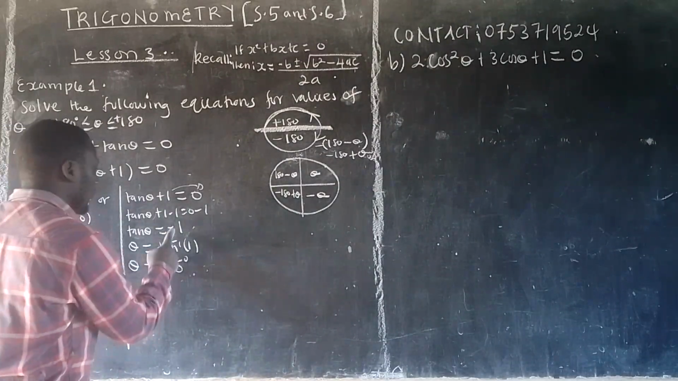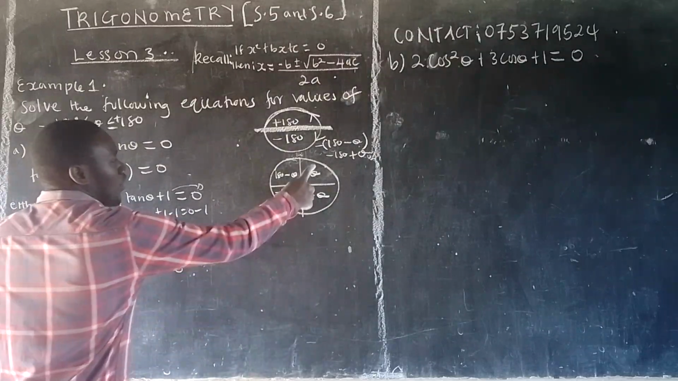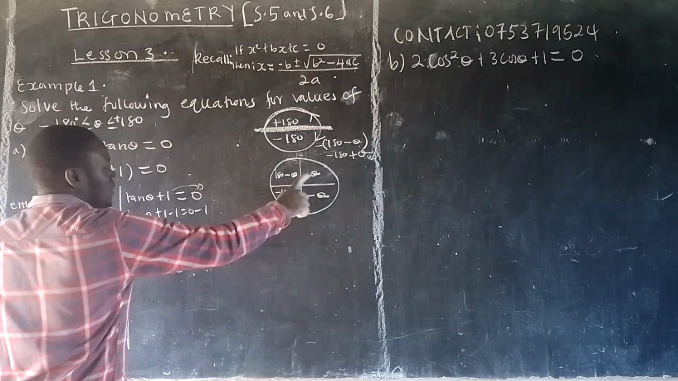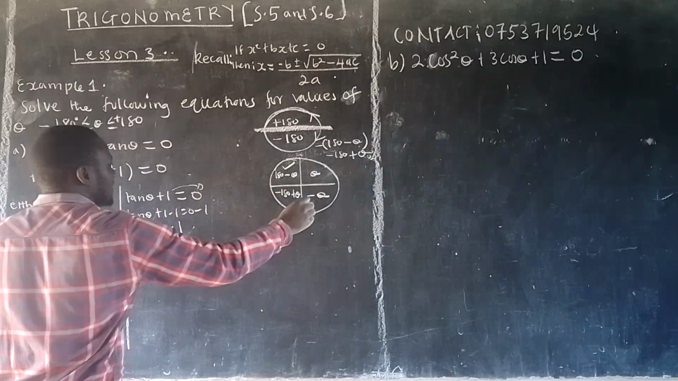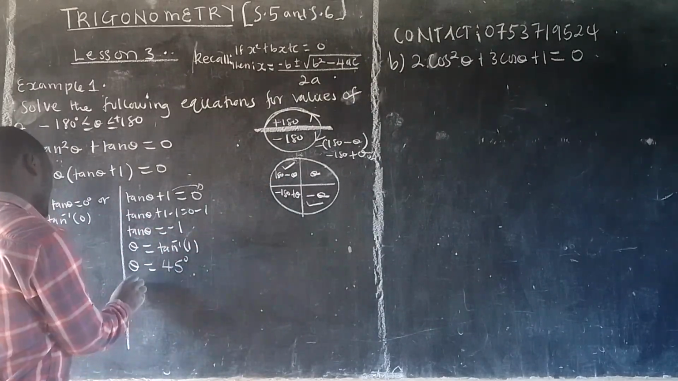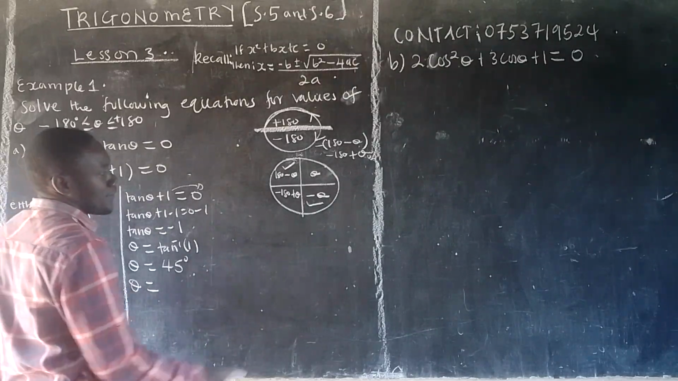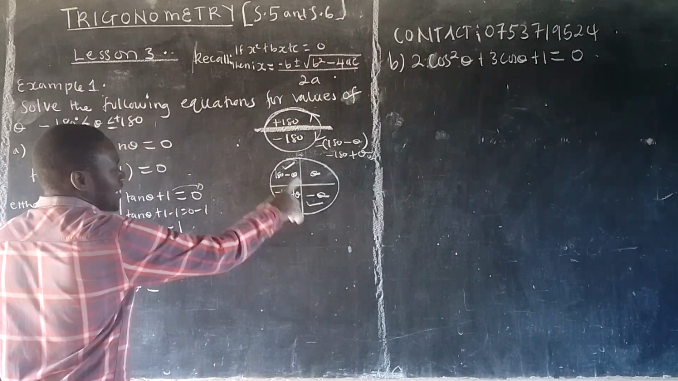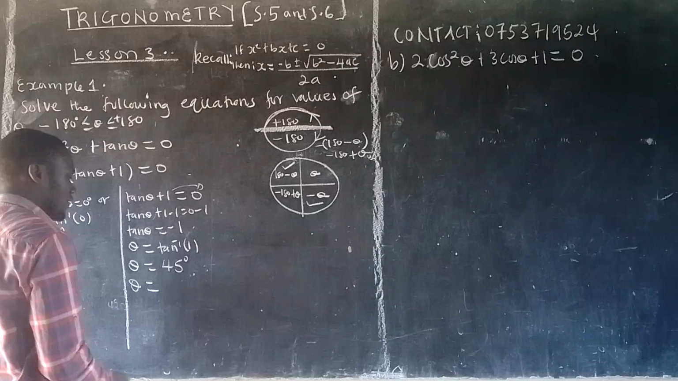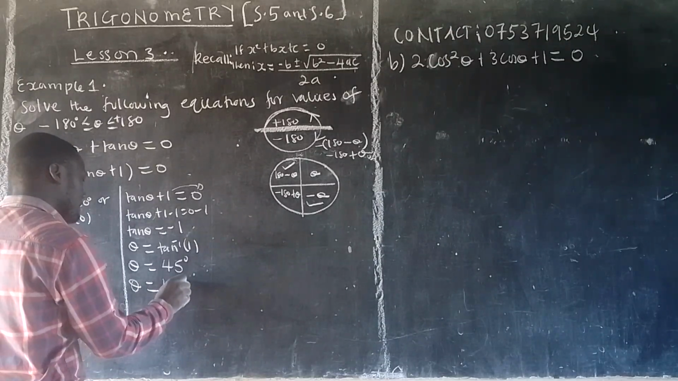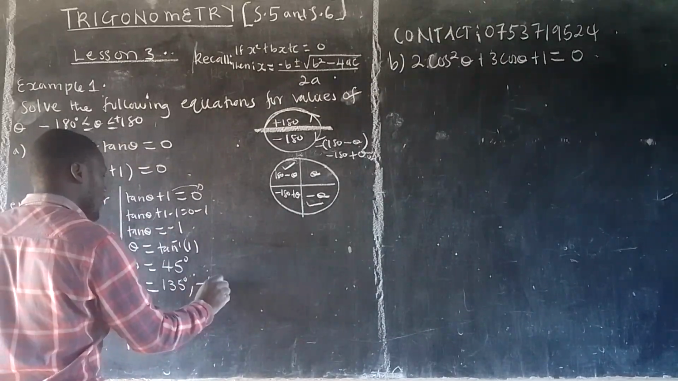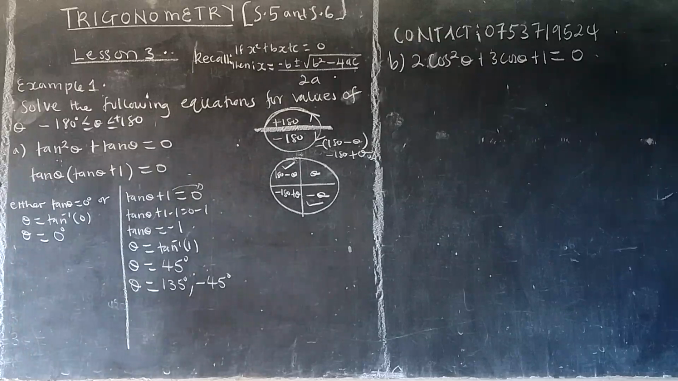After that, let's see where tan is negative. Normal way: All Students Teachers Cry. Where do we have tan as a negative? In the second and fourth quadrants, tan is negative. Now, theta is equal to 180 minus theta, but theta is 45, so 180 minus 45 will be 135 degrees, comma, then you have negative theta, which will be negative 45 degrees, as simple as that.